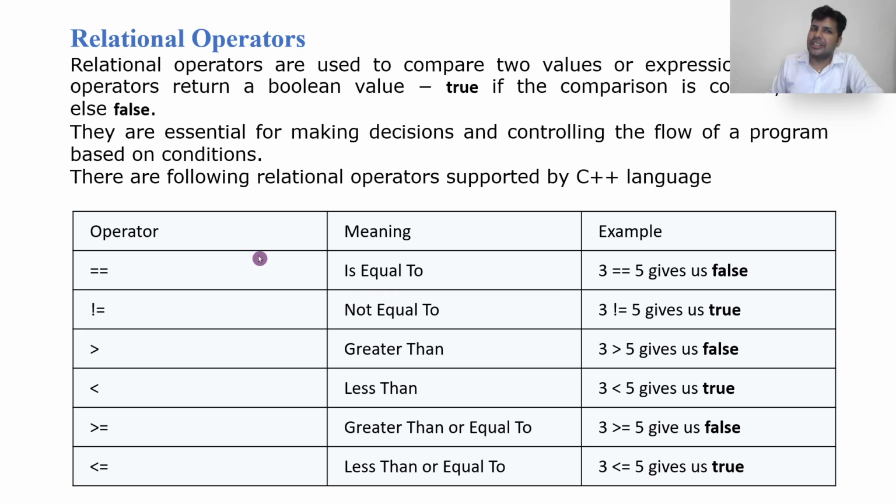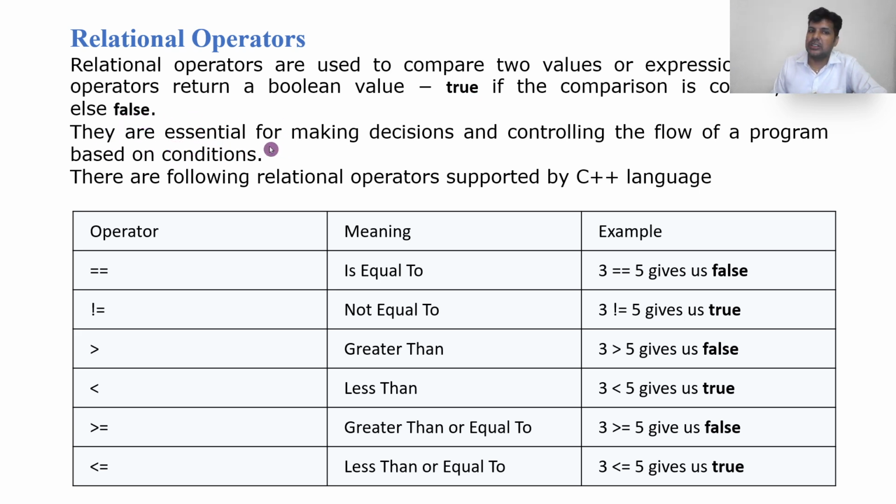The next operator is relational operators. Relational operators are used to compare two values or two expressions. The operator returns a boolean value. What do you mean by boolean value? Boolean means two values, true and false, that is nothing but 1 and 0. If it is true, it is 1. If it is false, it is 0, right?